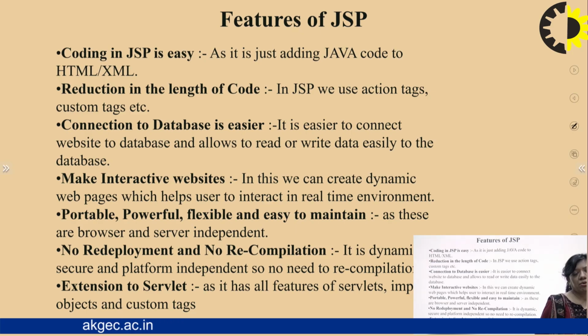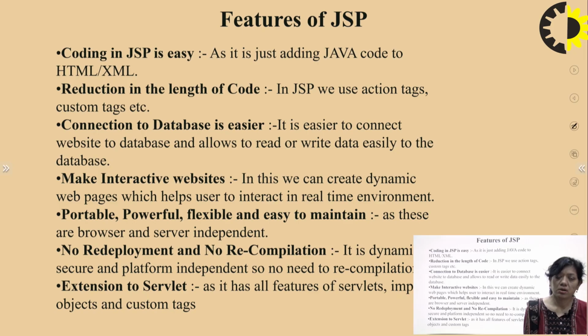In detail, as I said, coding in JSP is easy because it is just adding Java code to our HTML or XML page. Reduction in the length of code means in JSP we use action tags and custom tags, etc. That's why the length of the code is reduced. Connection to database is easier means it is easier to connect a website to a database and read or write data easily.